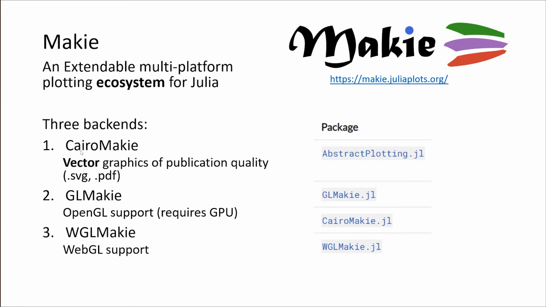The Cairo backend, CairoMakie, is good for generating vector graphics, right? So this is publication quality vector graphics, PDF, SVG kind of output, not images, vector graphics. There's also GLMakie. This is for OpenGL support, right? Of course, this requires some GPU support, but these days a normal computer has a decent GPU. So normally this is not an issue.